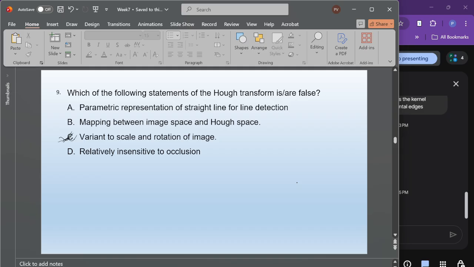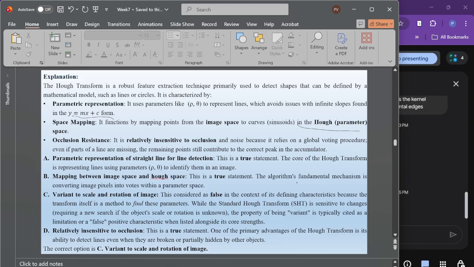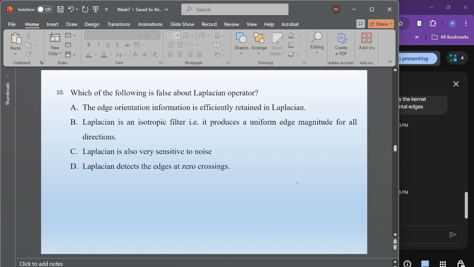I hope you have understood. So the detailed explanation is given here. Okay, so now moving to our next question.